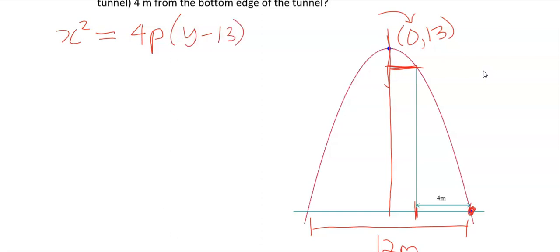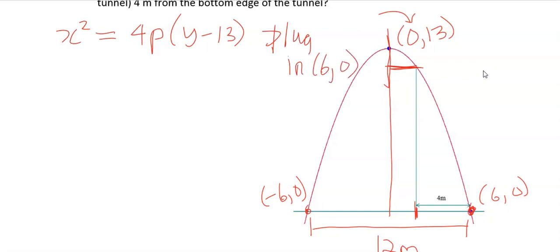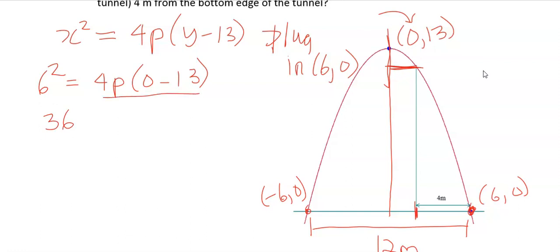Okay, so what I'm going to do now, remember, it's 12 wide on the bottom, so this point here is (6, 0). And this point over here, although we don't need that other point, is (-6, 0). All right, so I'll plug in, say, 6 and 0. Or you could plug in negative 6 and 0 if you wanted to. So 6 goes in for x, that becomes 6 squared is equal to 4p times 0 minus 13. So all you're really going to do here is square the 6, and that becomes 36. But then you're going to divide both sides by this negative 13, you see?